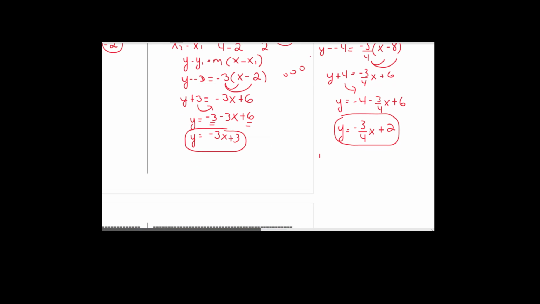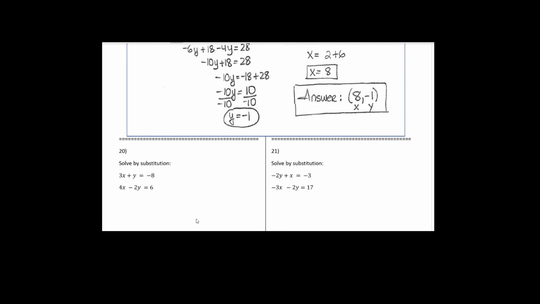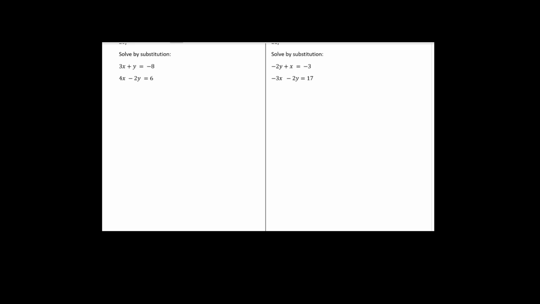So let's go back here. And the next problem is to solve by substitution. So we have here problems 20 and 21. By substitution, you want the letter by itself. So here I'm going to get the y by itself by sending the 3x to the other side. So this would be negative 3x minus 8. Put a circle and a star.